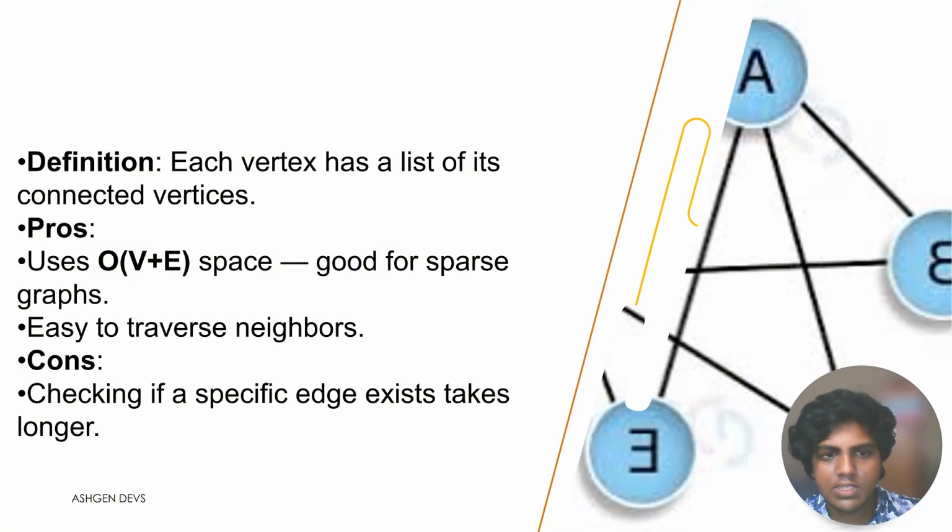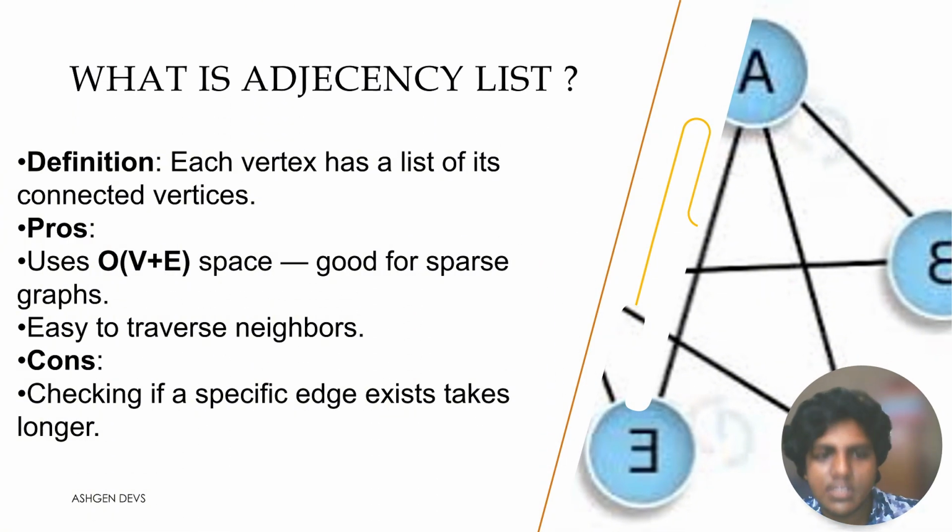Okay, so let's see what an adjacency list is. Each vertex has a list of its connected vertices. The pros are that the big O is V plus E, which is vertices plus edges, space. It is good for sparse graphs and easy to traverse neighbors. The cons are that checking if a specific edge exists takes longer, so finding whether a connection exists between a few vertices might take longer.